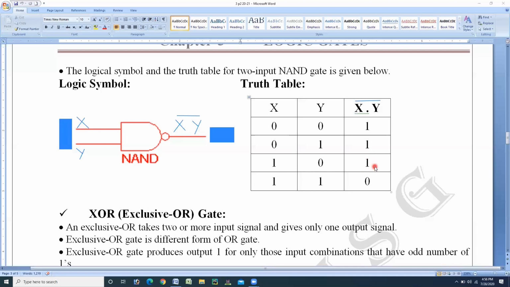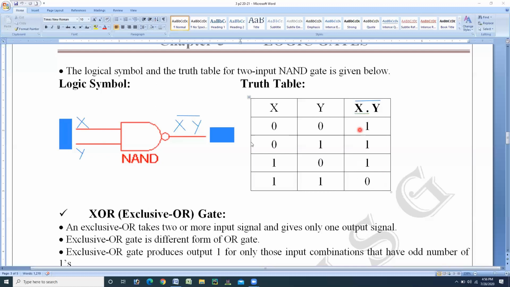Now check out the fourth output. X is also 1, Y is also 1. It means both the inputs are 1, 1. In case of a two input NAND gate, X is 1, Y is 1, the AND gate 1 dot 1 is 1. If that 1 is input for the NOT gate, then we'll get the complement of that. That is 1 complement. X dot Y complement means 1 complement, which is nothing but 0. That's why the output is 0.